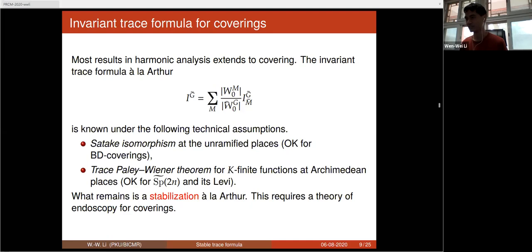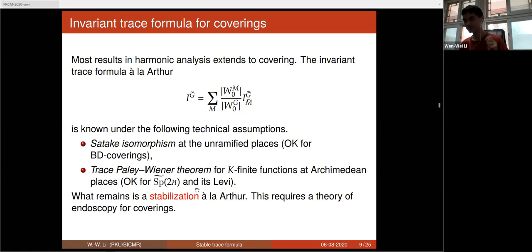the same as before, so you just put a TODA above every group. We hope for such an equality, but this is currently known under some assumptions. First, you need a Satake isomorphism at unramified places. This is well known for the metaplectic covering, and even for Brylinski-Deligne linear coverings, it is known. Something even more technical is the trace Paley-Wiener theorem for Archimedean places. I don't know how to prove this in general, but for the metaplectic group and its Levi subgroups, it can be proved.